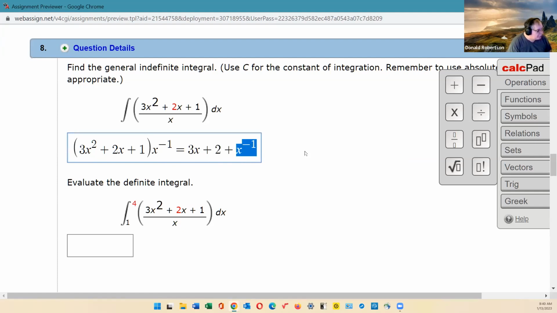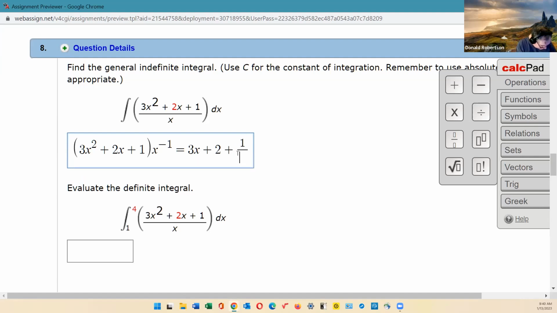If you try to do the power rule on that term, it's a very special case, isn't it? If you try and do the power rule on x to the -1, you get x to the 0 and divide by 0. And the reason for that is that this term is better written like that. So you're going to get 3/2 x squared plus 2x plus a natural log of x plus c.